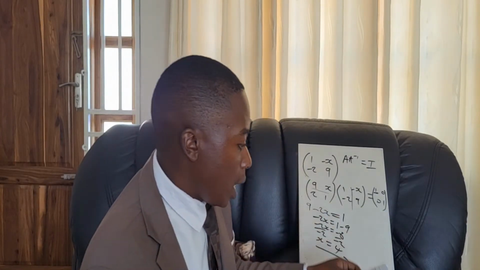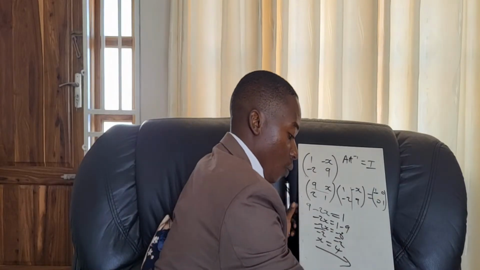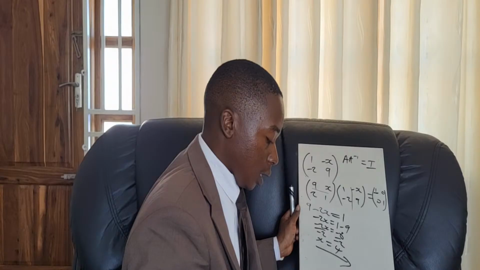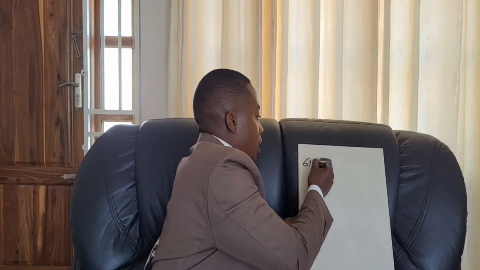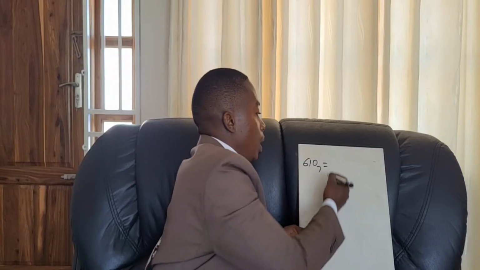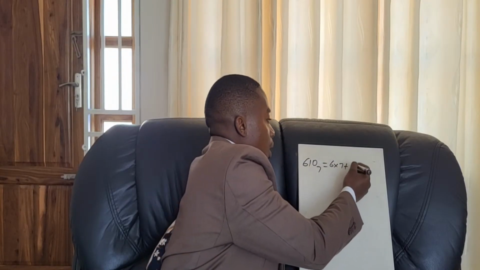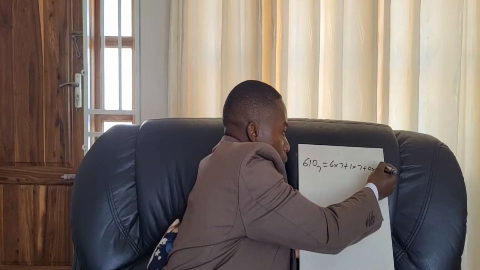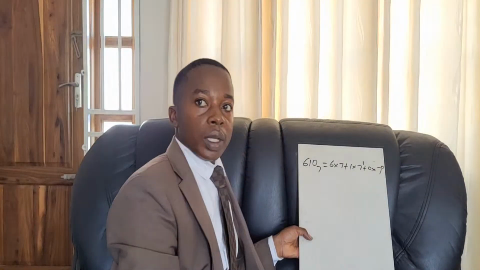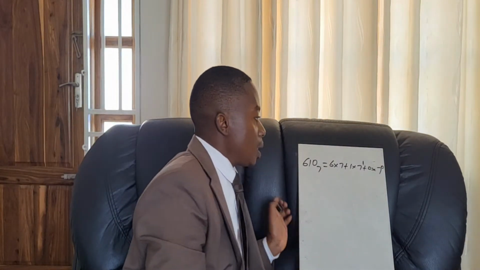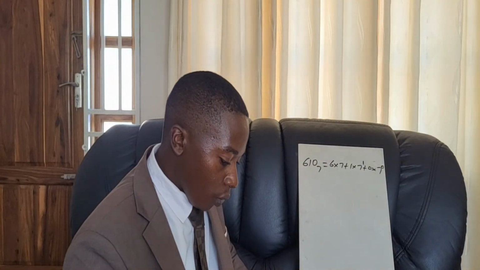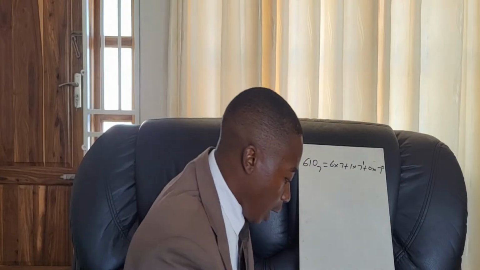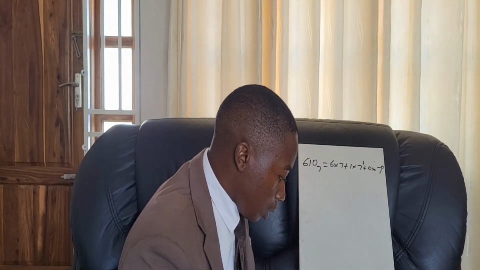Now we are moving on to number 19. Write down the value of 1 in the number 610 to base 7. This is 6 times 7 squared plus 1 times 7 plus 0 times 1. So the value of 1 is 7. Are we together? The value of 1 is 7. Then the B part, give the answer in base 9.